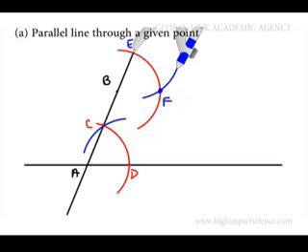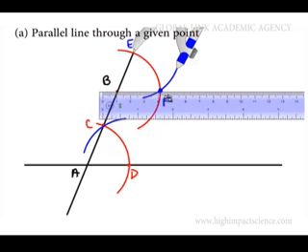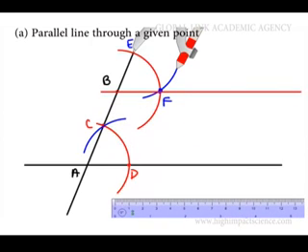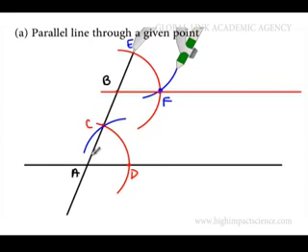The only thing to do now is draw a line through B and F. And you can be sure that that line is parallel to our original line below. Why? Because angle CAD is equal to angle EBF. So that's how you reproduce angles and how you get parallel lines.